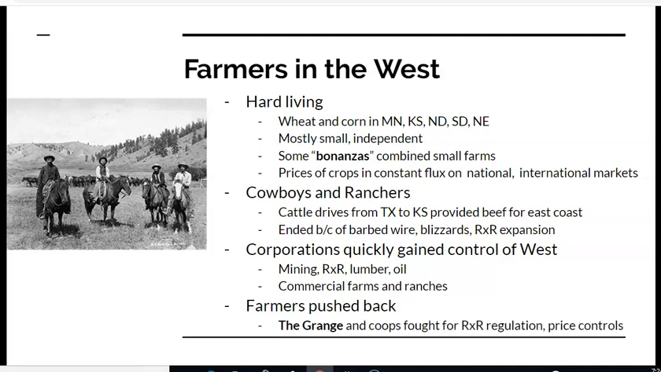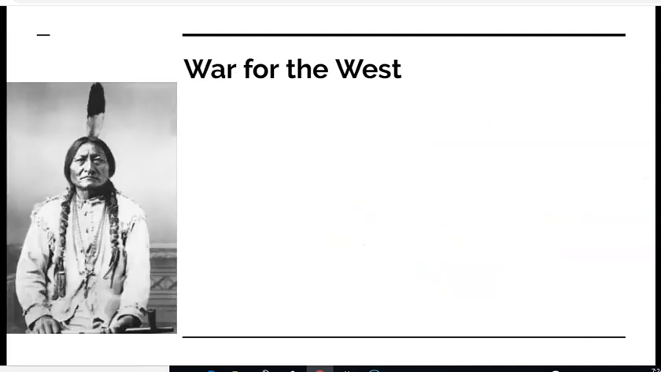And they would form organizations like the Grange and things called co-ops, not coops, but co-ops, that would fight for railroad regulation and price controls. And eventually, they would influence groups like the Farmers Alliance and the Populist Party to push for laws that would support farmers and ranchers.